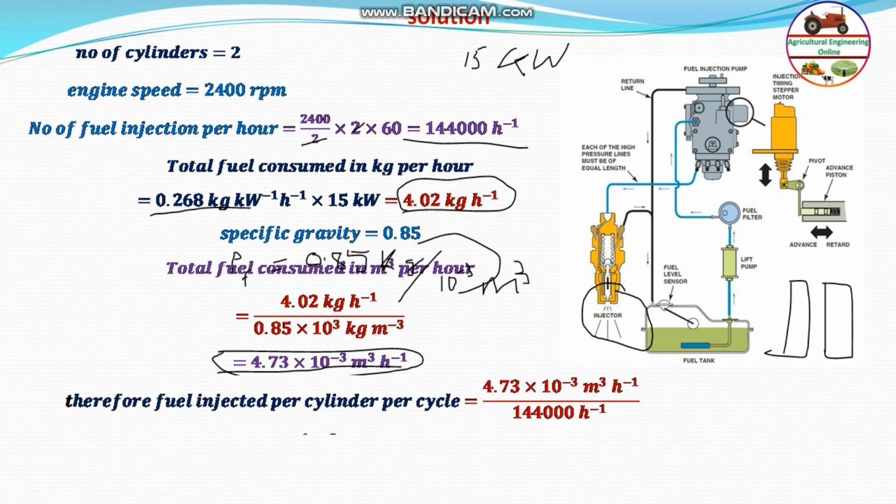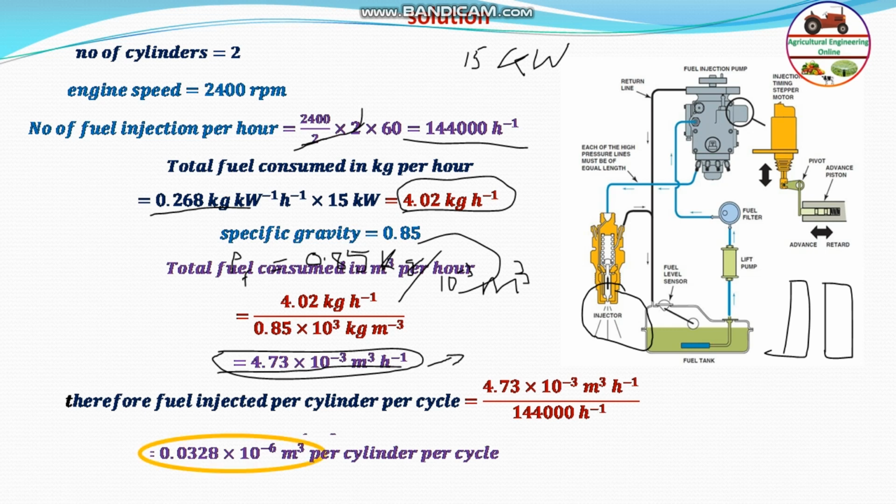So it's now simple. The fuel injected per cycle per cylinder will be the volume of the fuel divided by the number of fuel injections per hour per cylinder. Since the cylinder is already accounted for, it's per cycle per cylinder, and that will be equal to 0.328 into 10 to the minus 6 cubic meter per cylinder per cycle. So this is the answer for this question.